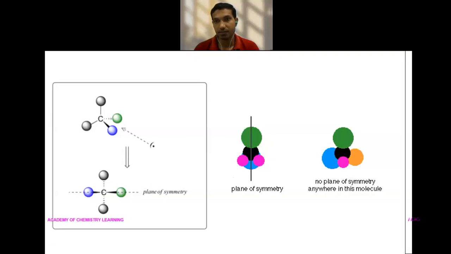All parts are not mirror images of each other, or you can say all parts after passing the plane, the two parts generated are not identical with each other. So you can say that this molecule does not have a plane of symmetry. This is the difference between the two examples. In one example, the molecule has a plane of symmetry, while in this example, the molecule has no plane of symmetry. So I hope that you now understand what a plane of symmetry is and how it occurs.